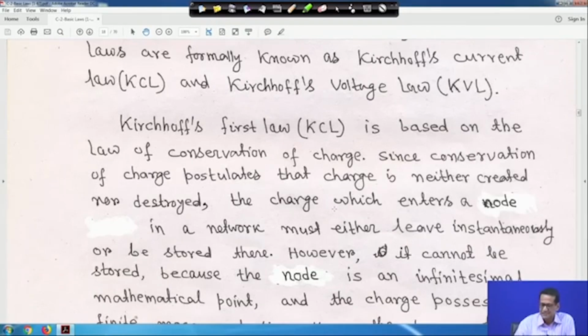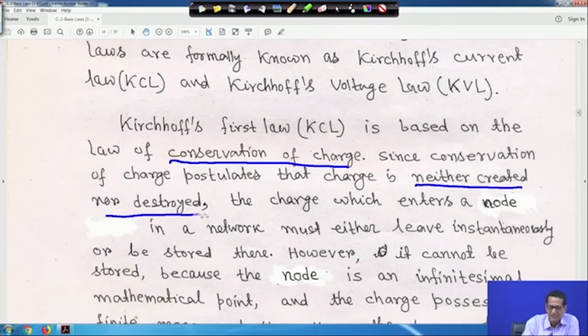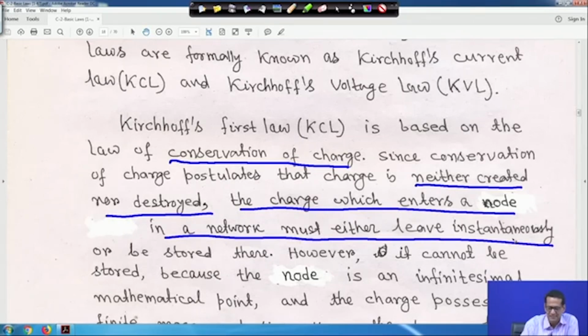This is a very simple thing. Let me underline it for you. It is basically a conservation of charge. The conservation of charge postulates, as we have discussed earlier, that charge is neither created nor destroyed. The charge which enters a node in a network must either leave instantaneously or be stored there.